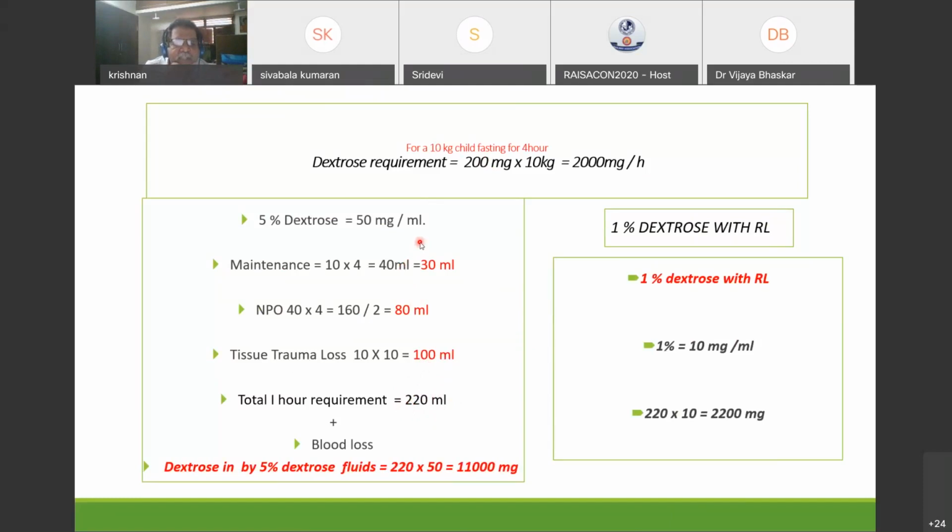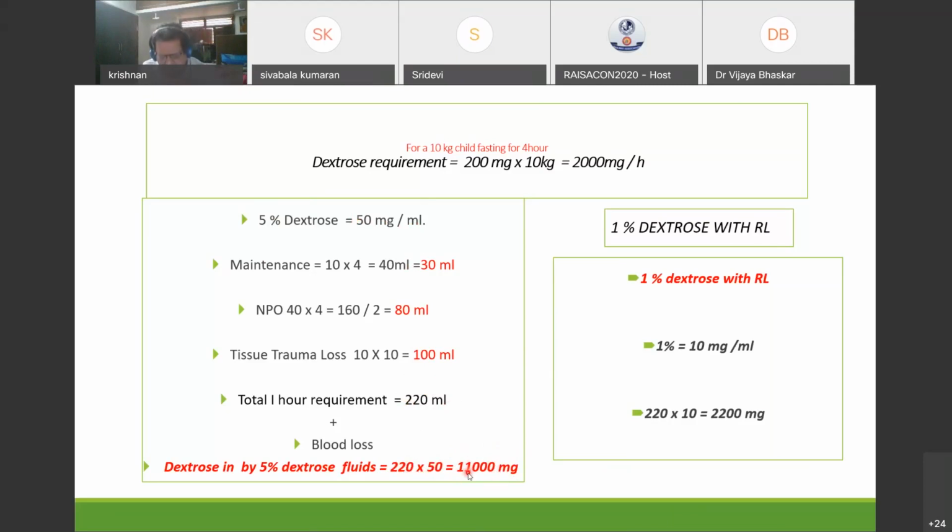One is a 5% dextrose normal saline or 5% dextrose Ringer lactate or Isolyte P. Okay, all contain 5% dextrose. So 5% dextrose means 50 milligram per ml. We are supposed to give 220 ml for that particular hour. So 220 ml of fluid with 50 milligram per ml of dextrose will give totally 11 grams or 11,000 milligrams of dextrose to the patient.